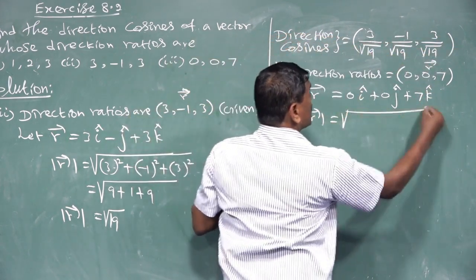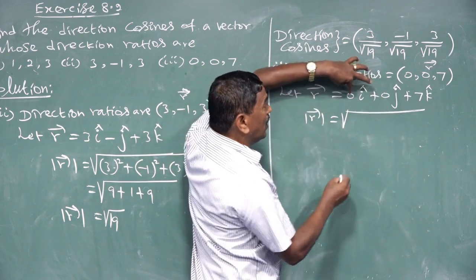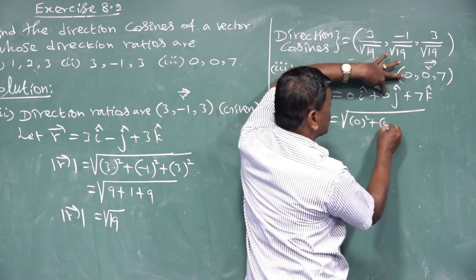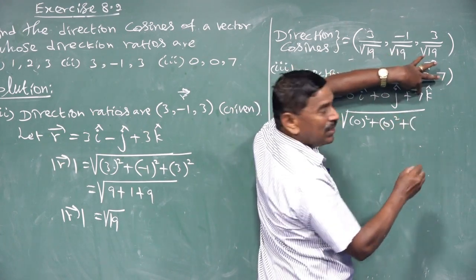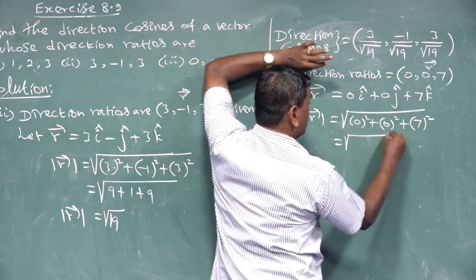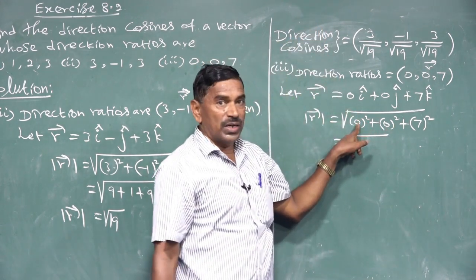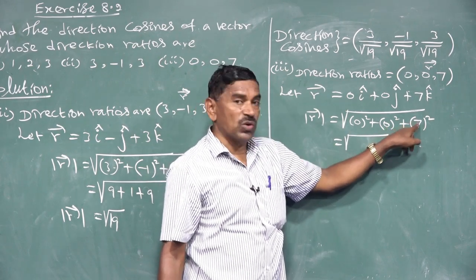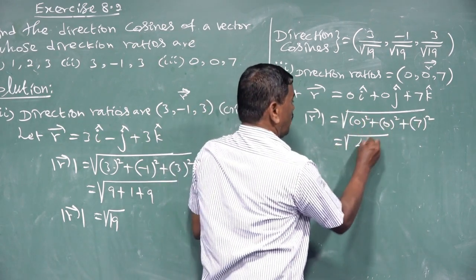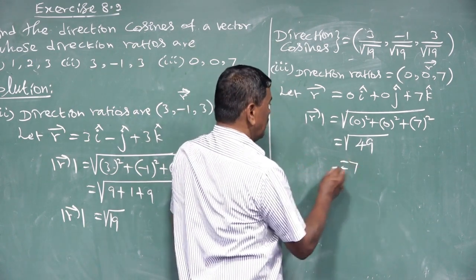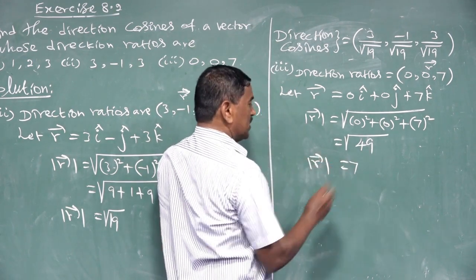Modulus r vector is equal to square root of 0 the whole square plus 0 the whole square plus 7 the whole square. Which is equal to square root of 0, no need, 0, no need, 7 square is 49, square root of 49 equal to 7. That is, modulus r vector equal to 7.